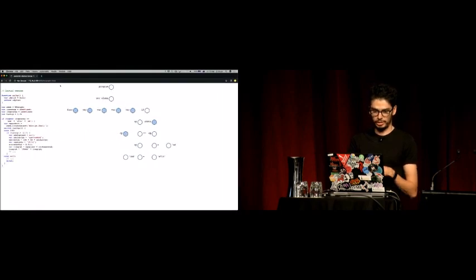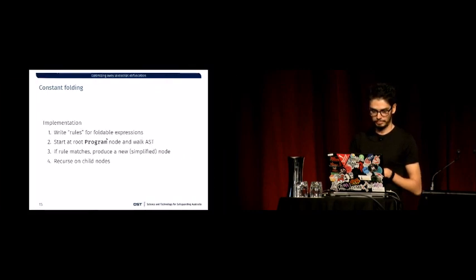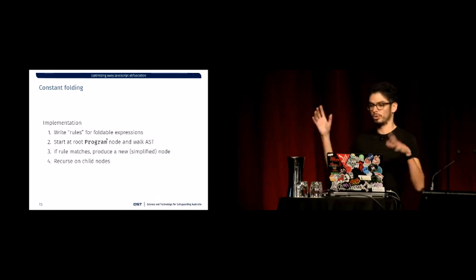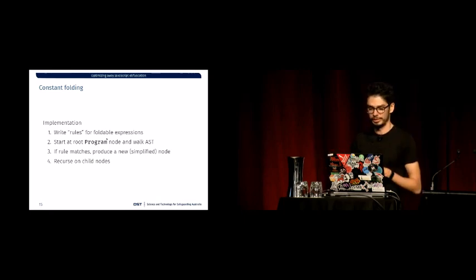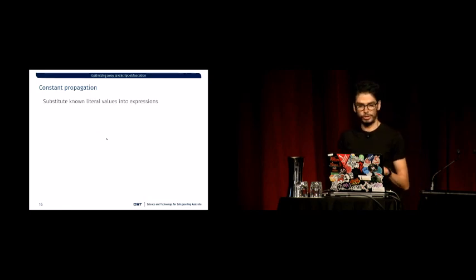All right, so going back to our example. We run that, and we get these collapsed strings here. All right, so how do we implement it? I've already described this. We write a bunch of rules. We start with our root node in the tree. We walk the tree, and we just apply the rules to get simplified nodes. And then we just keep recursing until, again, we reach a fixed point. All right, so that's constant folding.